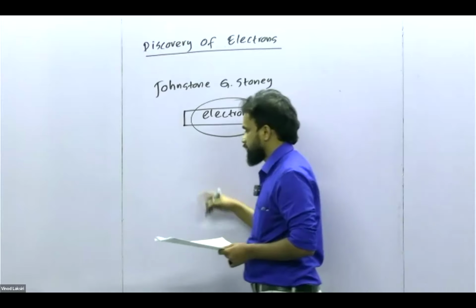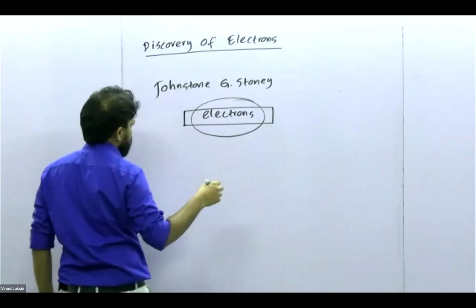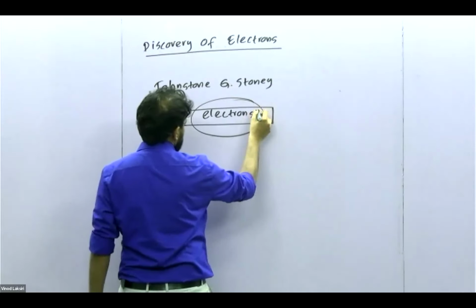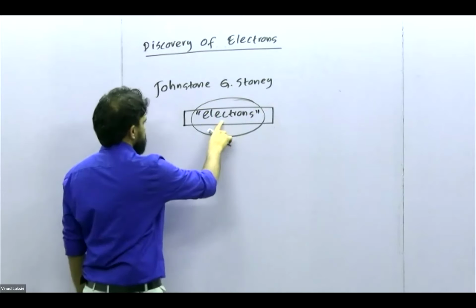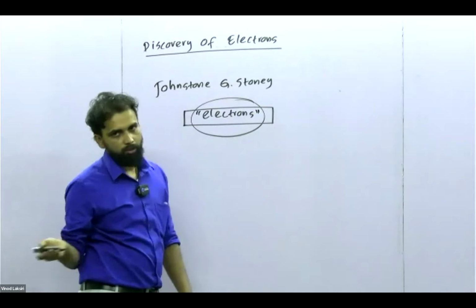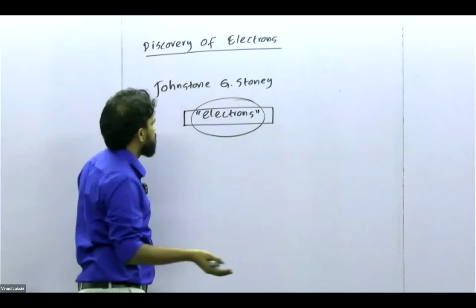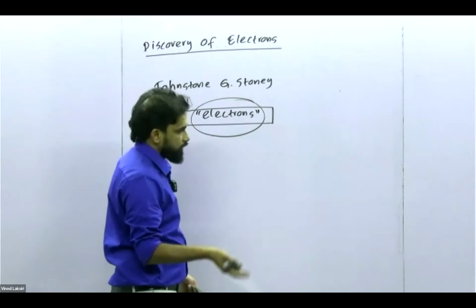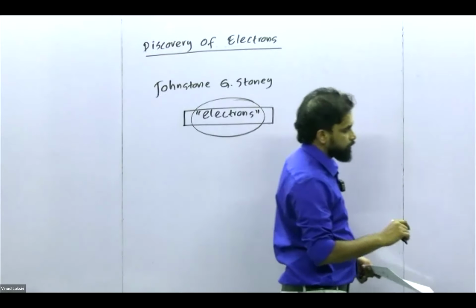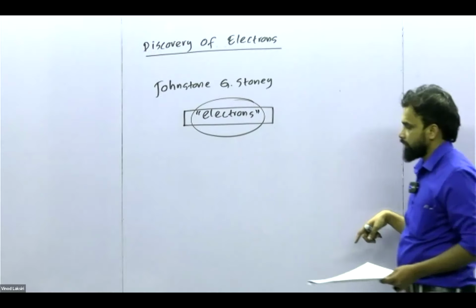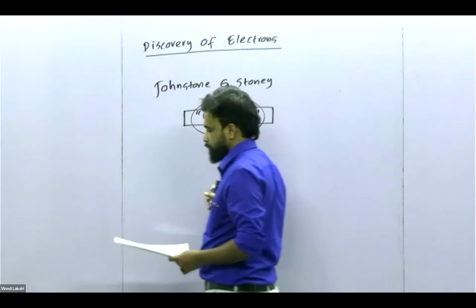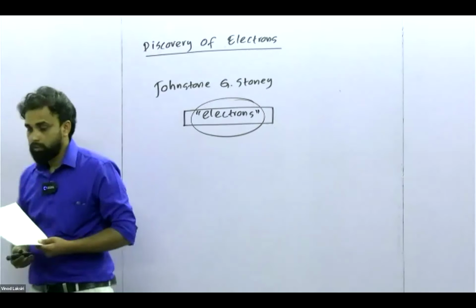This is just a statement, but we know the name of this particle, the name electron, which was given by Johnstone G. Stoney. Later, different scientists experimentally proved the existence of electrons, and after that I will discuss that part, right? First, write down this one.